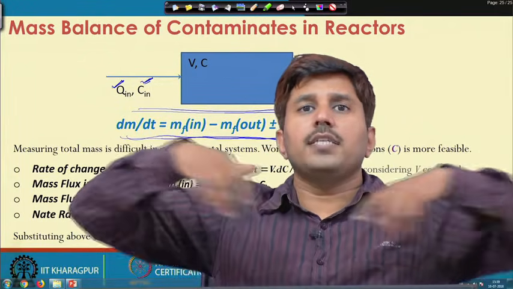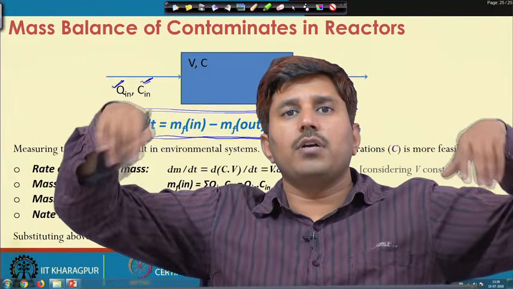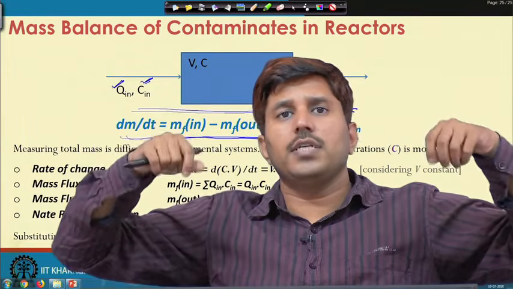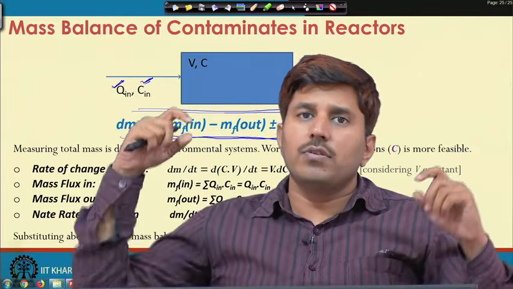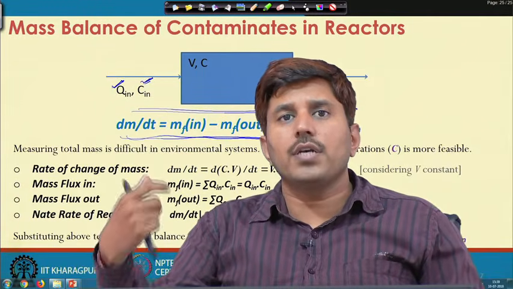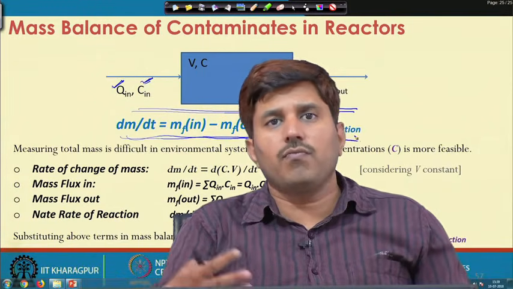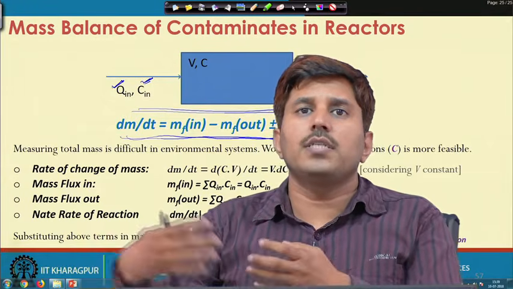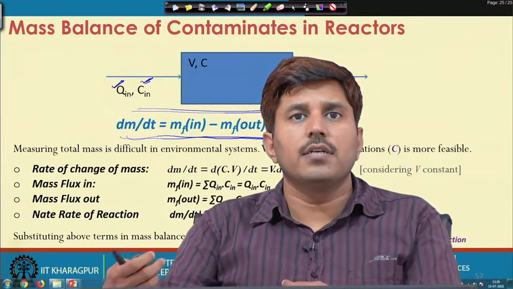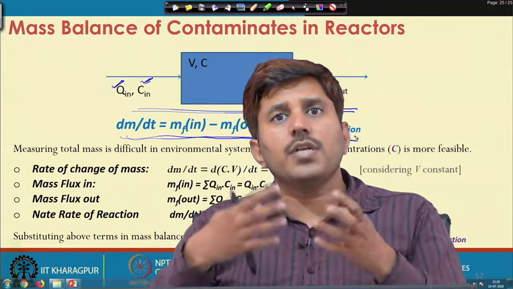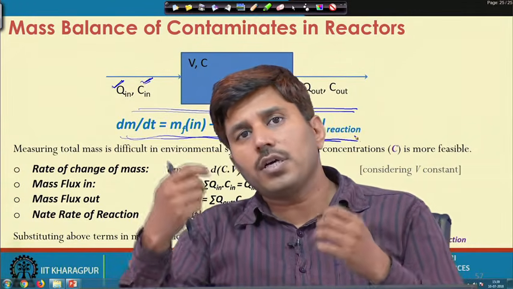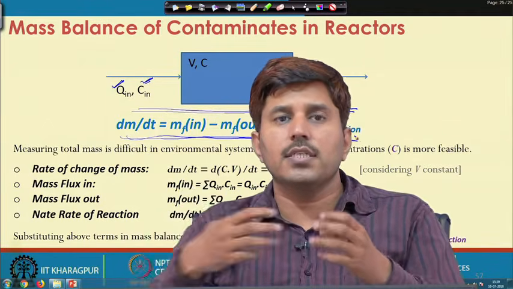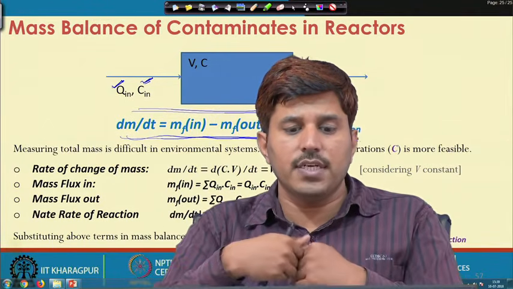If you have, let us say, a big lake or a big pond or big reactor, and you try to monitor the total mass and work with the total mass, it becomes very difficult. So, it is better that we just work with a concentration, the mass of the contaminant present per unit volume of the water. It is much more convenient, particularly in the environmental system, to work with the concentration rather than the mass. It is much more feasible and much more convenient.